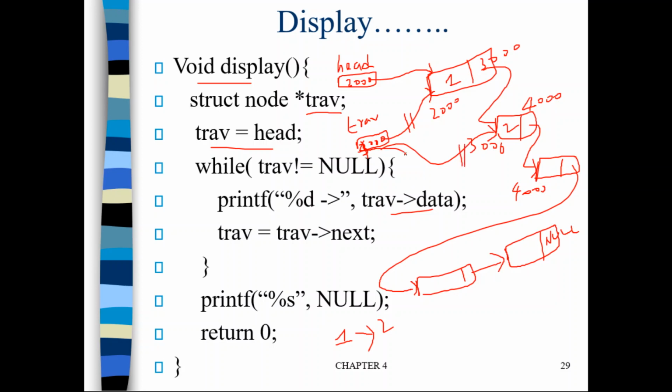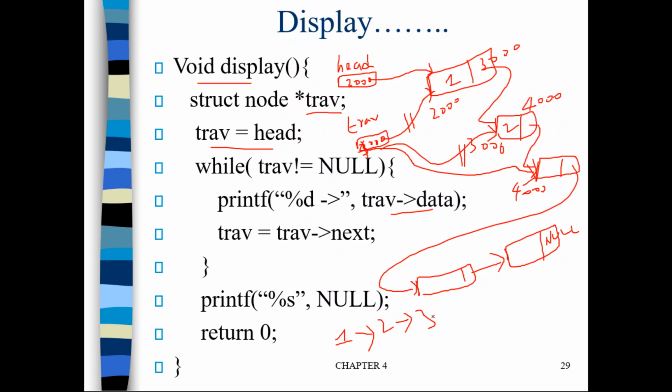Now traverse is pointing to the third node. Is it null? No, it's not null. So display the value. So what's the value? 3. Okay, like that it will display all the other nodes also.